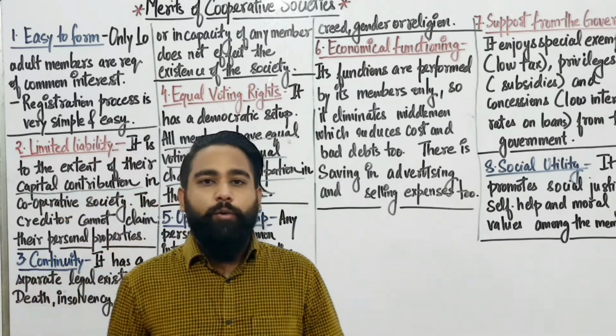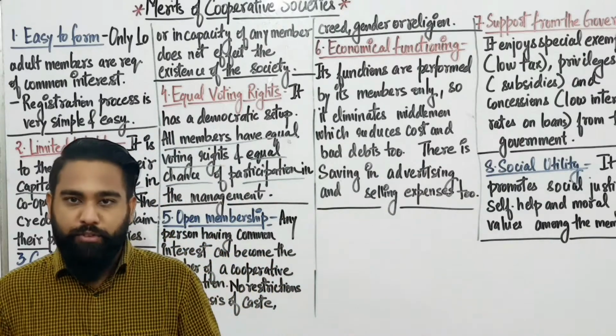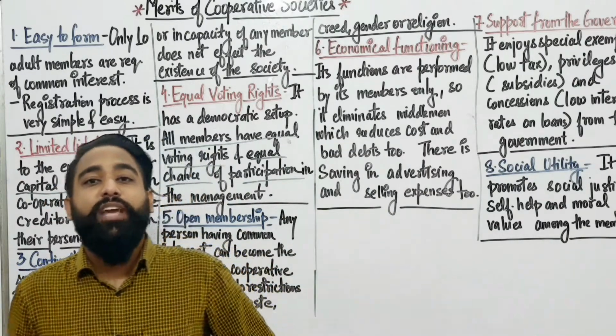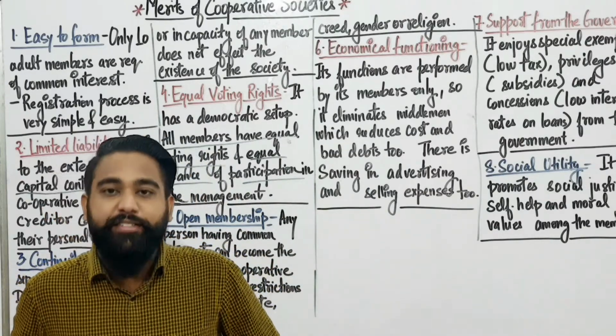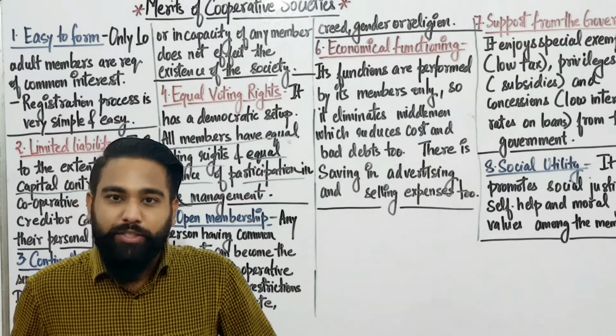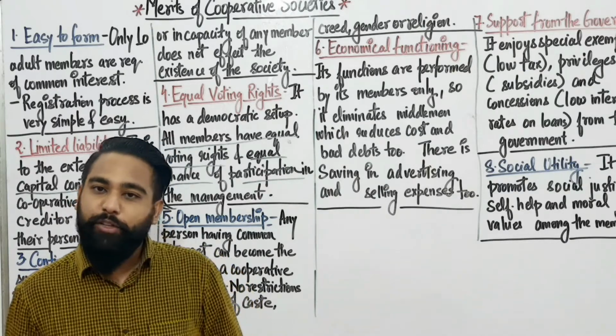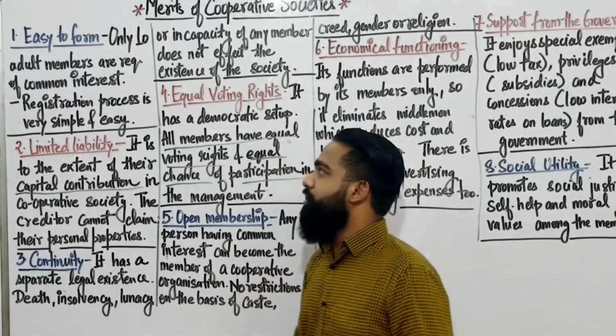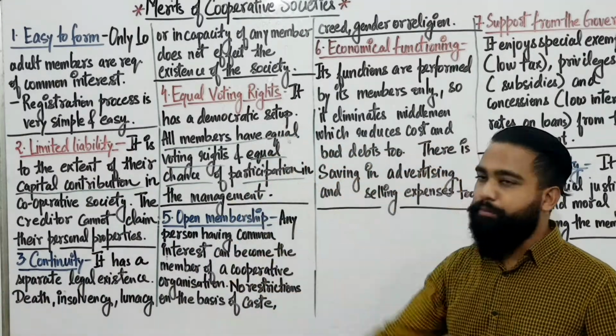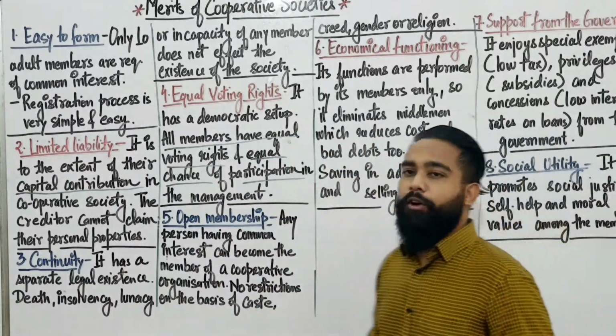Now, in today's video, we are continuing the chapter forms of business organization, in which we have started the cooperative societies. In today's video, we are going to start the merits and demerits of the cooperative society or organization. Now, let's start with the first merit, which is easy to form.